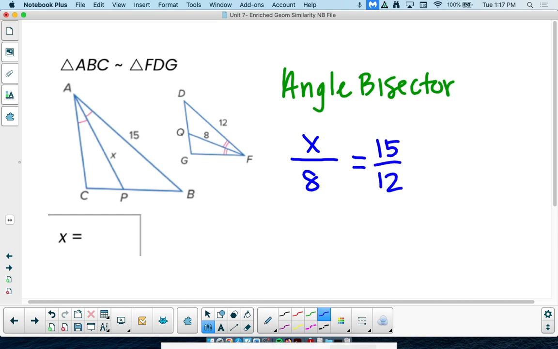That just came out to 120. Are you guys okay with 10?